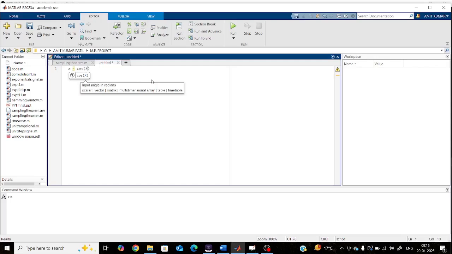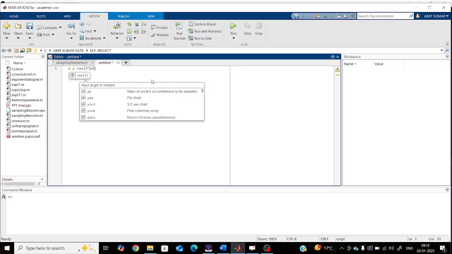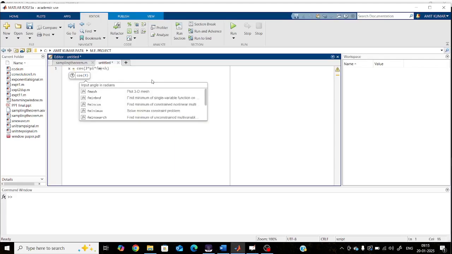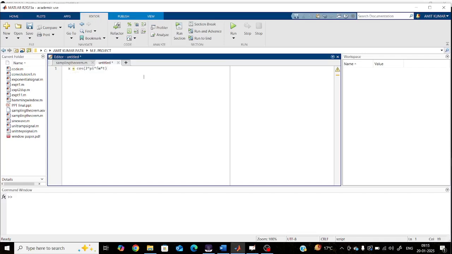Cos 2 pi ft. But in MATLAB while writing the code we cannot write directly 2 pi ft. What do we have to write? Cos 2 multiplied by pi multiplied by f. So instead of f, here we will take fm, fm dot t. But here first we have to assume the values. We have to assume what is the value of fm, what is the value of t.